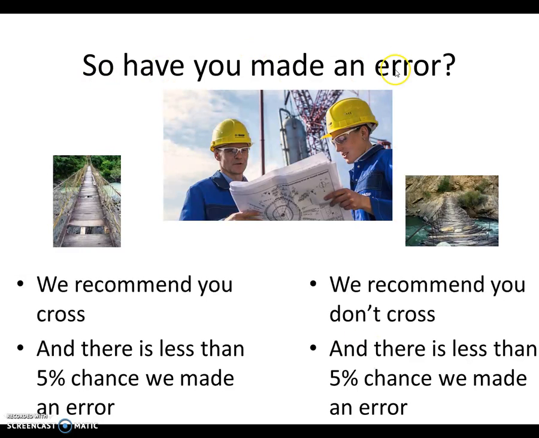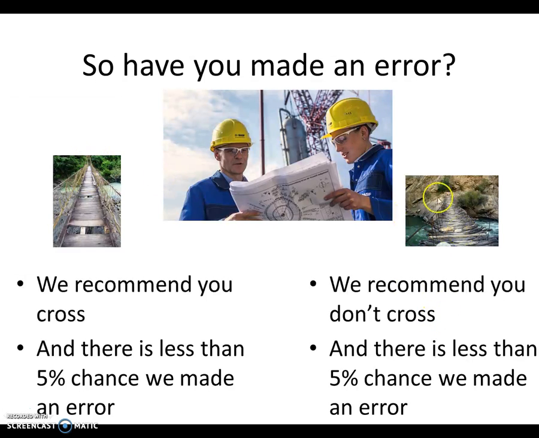So we ask them, have you made an error? They recommend that you cross that one, but they say there is a less than 5% chance we've made an error. But they are putting their hands up and saying there is somewhere below 5% chance that we've made an error. Okay, but it's a small chance, 4%, 3% chance that this bridge is collapsed. The chances are you're going to get across safe.